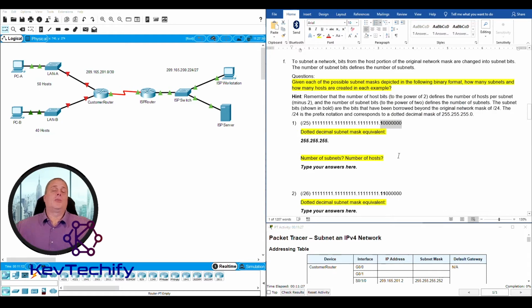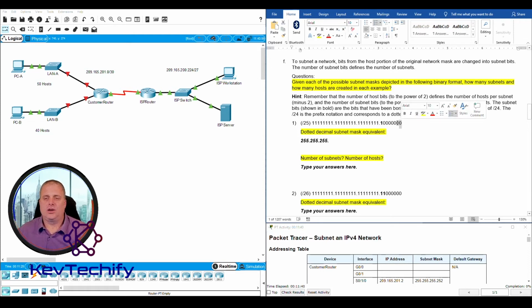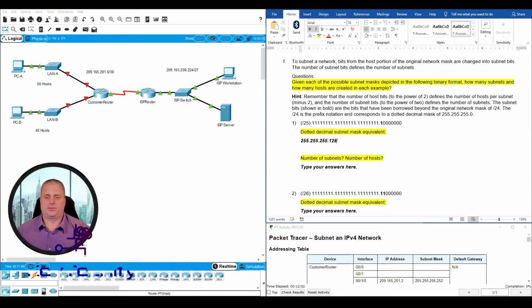Now we go back and remember the conversion technique. We look at the value of the column. If there's a 1 there, we add those all up where there's 1s. Starting here, the value of this column is 1, this is 2, this is 4, 8, 16, 32, 64. The value of this last column here is 128. There's only a 1 in the 128 column. Add that all up, 128, and that's it. That gives us our dotted decimal subnet mask equivalent right there.